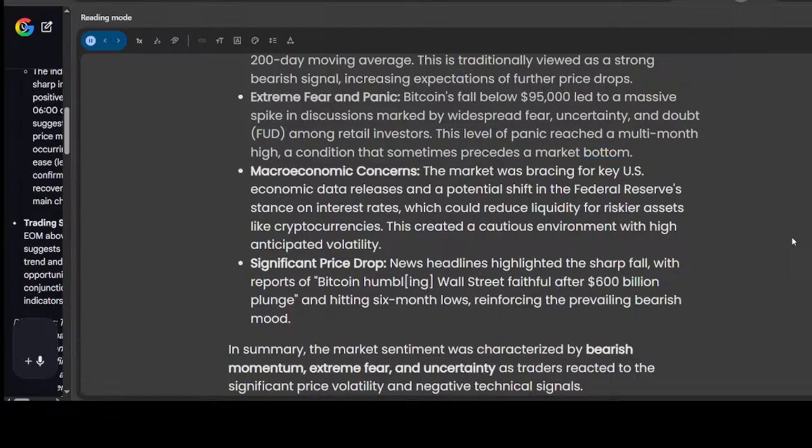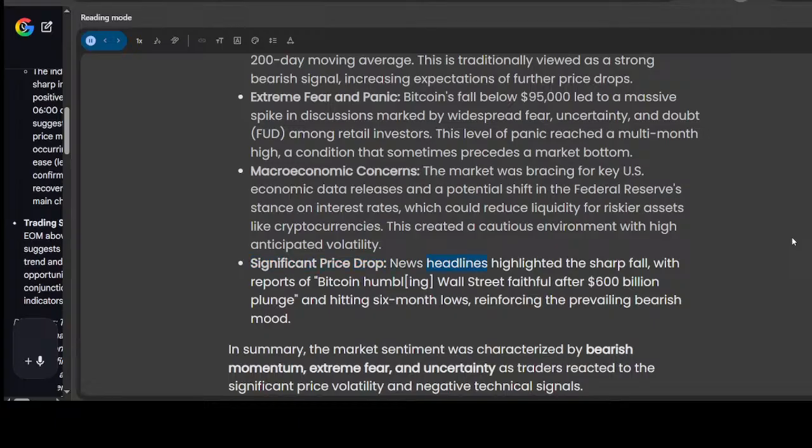So that is important. We have to open this in text itself, which you will say comes with an inline data. Macroeconomic concerns: the market was bracing for key U.S. economic data releases and a potential shift in the Federal Reserve's stance on interest rates, which could reduce liquidity for riskier assets like cryptocurrencies. This created a cautious environment with high anticipated volatility. That means this we have to provide inline data.